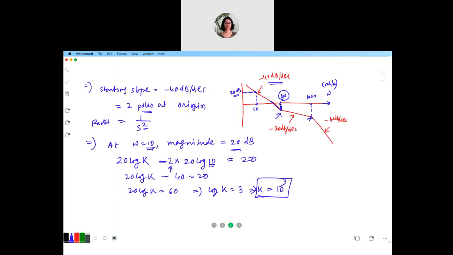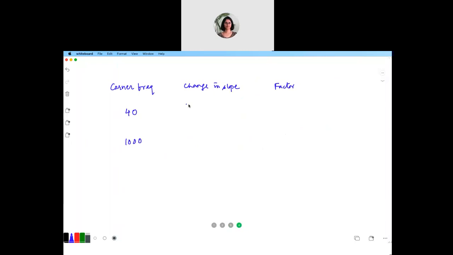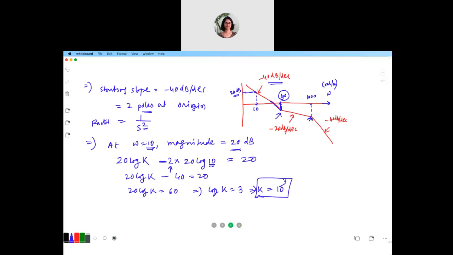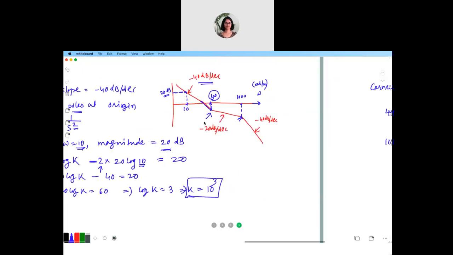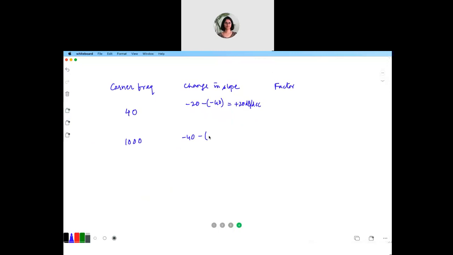So, at 40, what is the change? How do I calculate change? Final slope minus previous slope. So, slope can be calculated as minus 20 minus of minus 40. Currently, it is minus 20. Earlier, it was minus 40. So, minus 20 minus of minus 40, which is equal to plus 20 dB per decade. And for 1000, from minus 20 it has gone to minus 40. So the change is minus 40 minus of minus 20, which is equal to minus 20 dB per decade. So this is the slope.